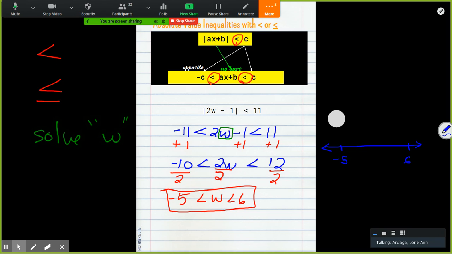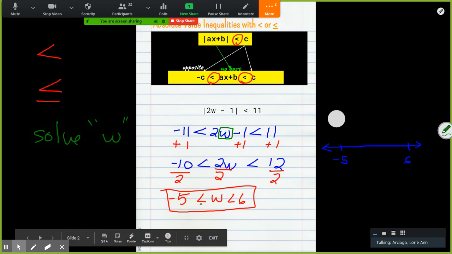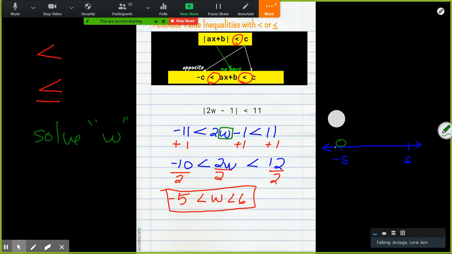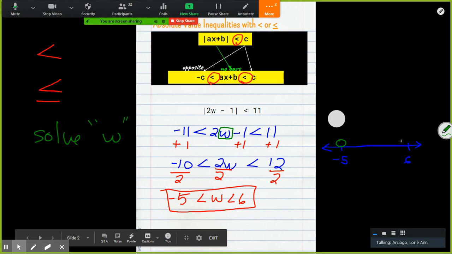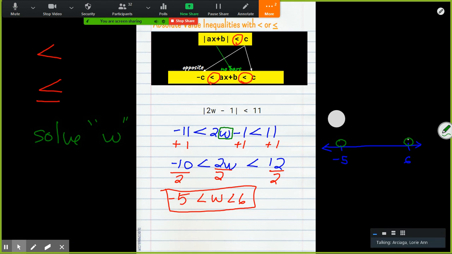Because negative is on the left hand side. So there is no equal sign next to -5. That means we place an open circle. Okay? And then there is no equal sign at 6, so that means we place an open circle again. All right.